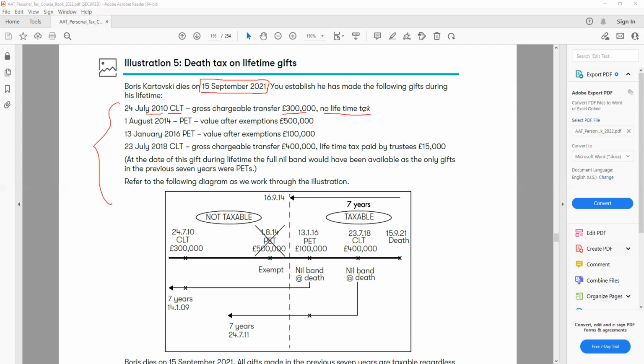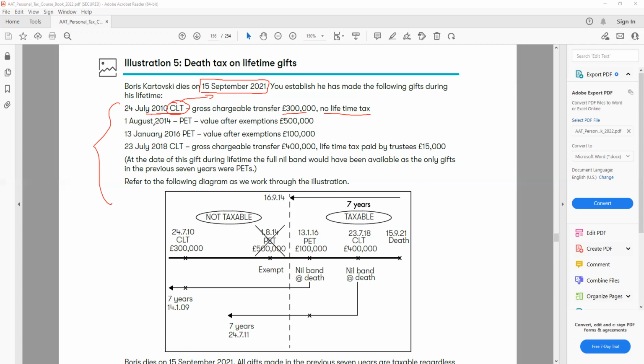If no lifetime tax was paid and the person dies and this amount becomes chargeable, we have to pay the full tax. If some tax was paid, then that amount will be reduced from the total tax payable. This is 2010 and the person died in 2021, so it looks like more than 7 years, but remember a CLT has no relationship with the 7 years exemption, because a CLT will never be fully exempted. It will only be covered by the nil rate band. Within 7 years the nil rate band will be regained, but if the transfer is more than the nil rate band, the remaining amount will always be taxable.